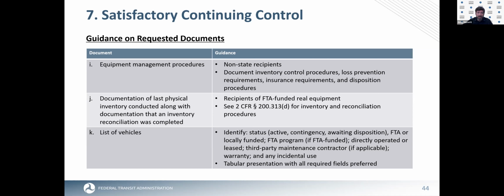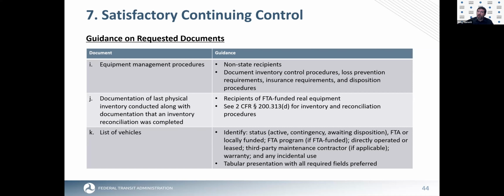You would identify that. We would also identify which vehicles are funded by FTA. Perhaps you have other vehicles that are locally funded. We would want to draw that distinction in the listing of vehicles. And then, of course, if you have any vehicles that are directly operated or perhaps leased by a contractor or sub-recipient, we would identify that. We would also want to note who is maintaining these vehicles. Is your organization doing it in-house, or are you using some kind of third party to perform the maintenance of these vehicles? Finally, we can see the warranty information.